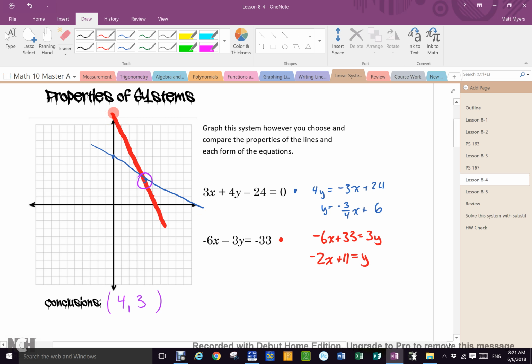Where is this red line going to go? Up. For how long? Forever and ever and ever. Where is it going to go here? Down. Forever and ever and ever. Is it ever going to turn? No. What about this blue line? Where's it going to go? Forever and ever and ever. What about this way? Forever and ever and ever. Is it ever going to turn? No. So how many times can lines cross? Once and once only, correct?